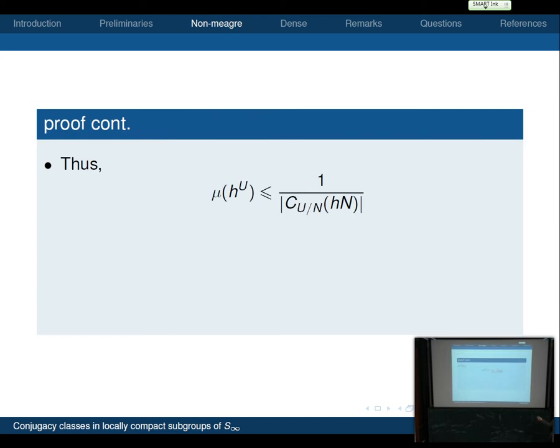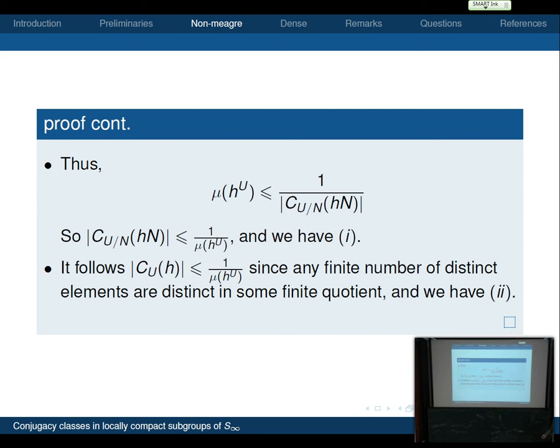So the measure of the conjugacy class of H in U is bounded by 1 over the size of the centralizer in this finite quotient U mod N. Rearranging, the size of the centralizer in U mod N of the coset HN is bounded by 1 over the measure of the conjugacy class. And now it follows that, in fact, the size of the centralizer in U of H is bounded by the same amount, because if you give me n elements, I can find some large enough finite quotient that witnesses them being distinct. And so we have 2.